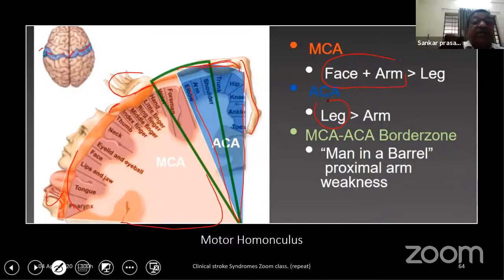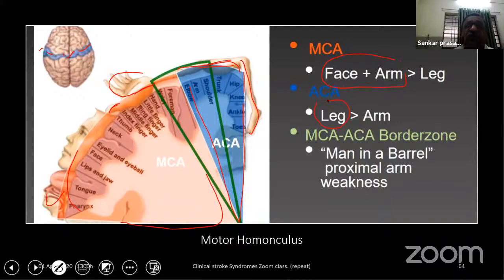On each side you have a middle cerebral artery and an anterior cerebral artery, which supply the blood. The blood flow is about 55 ml per 100 grams per minute. It is getting oxygen and glucose constantly. If the oxygen and glucose are not reaching the brain, then there will be necrosis of the neurons.